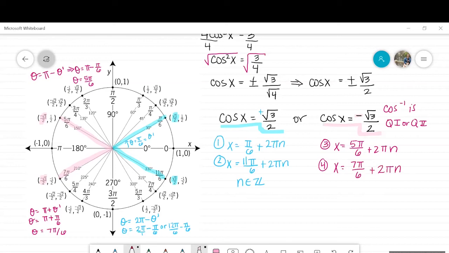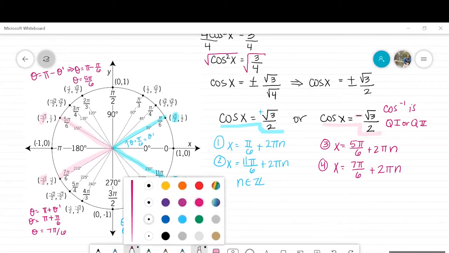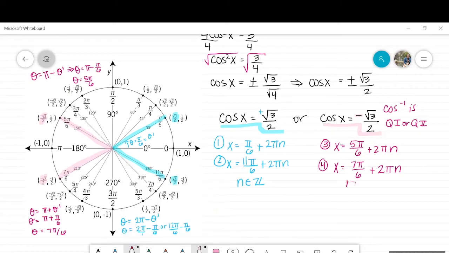So between the blue and the pink, we touched on every single time cosine is root 3 over 2, whether it was positive on the right side in blue or negative on the left side with the pinkish color. Again, n is still part of the integers. You can mention it again, though I don't think you absolutely have to, because we already said it once. But you can add it a second time if you want. So this gives us 4 answers.